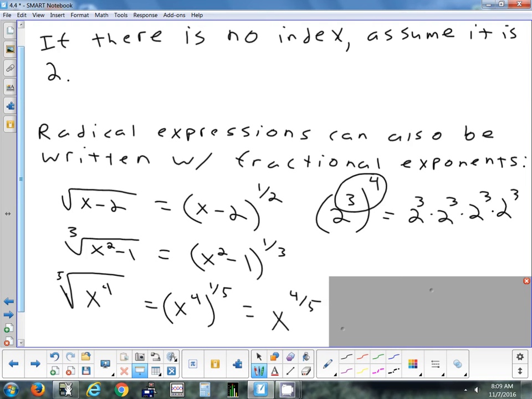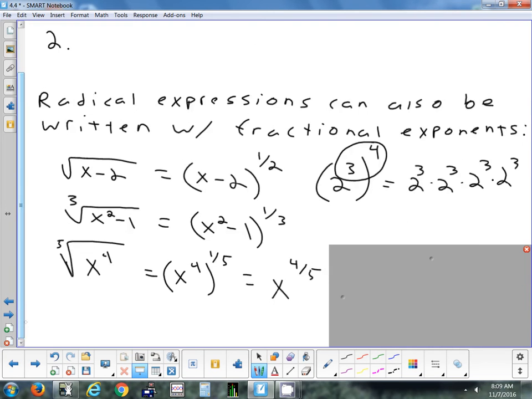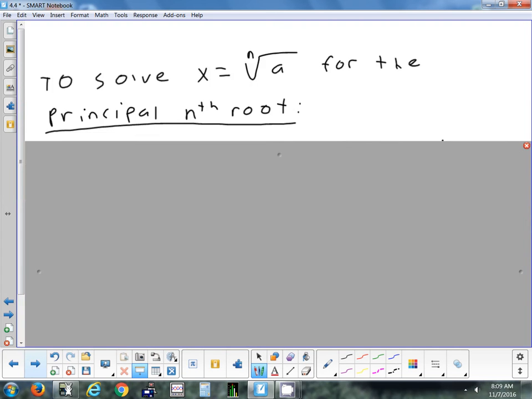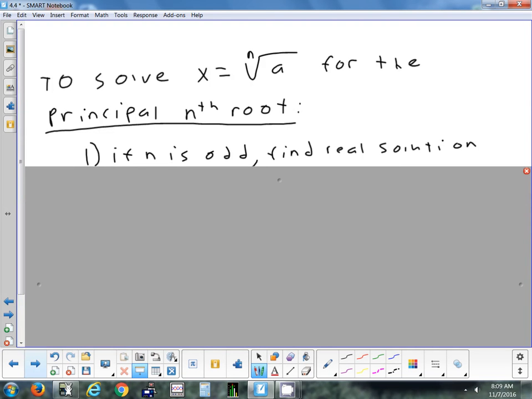All right, so that's why you might write something as an exponent rather than as a root, because it allows you to simplify it using your properties of exponents. All right, so now we're going to talk a little bit about solving equations. Now, if they ask you for what's called the principal root, that means they only want one answer.